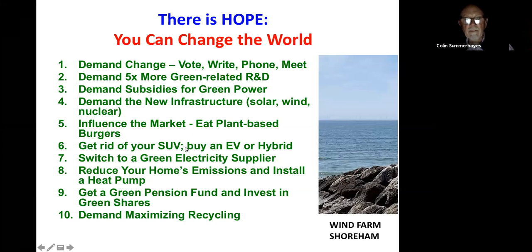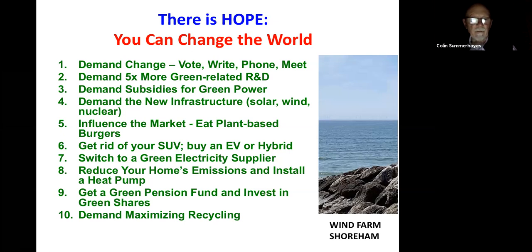What sort of car do you drive? Can you buy an electric vehicle? Can you buy a hybrid vehicle? Are you driving an SUV? SUVs are interesting, aren't they? I mean, people love SUVs. Yes, they're big and they're solid. Oh, yes, and your neighbor's got one, so you've got to have one too.